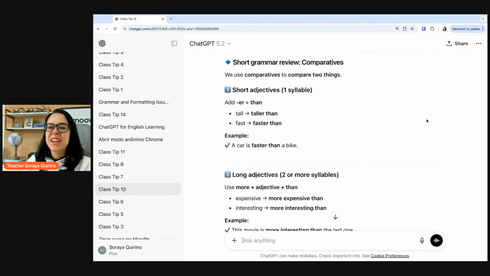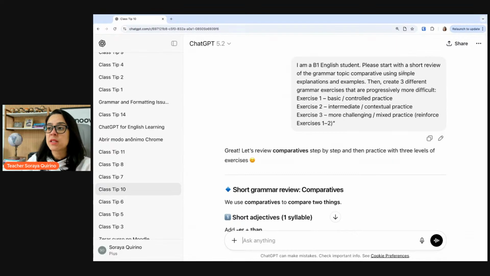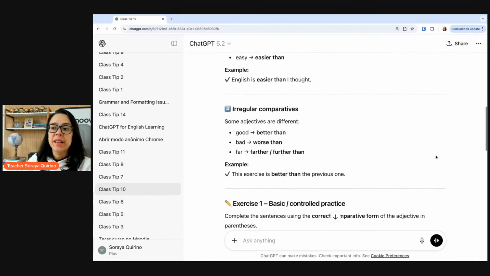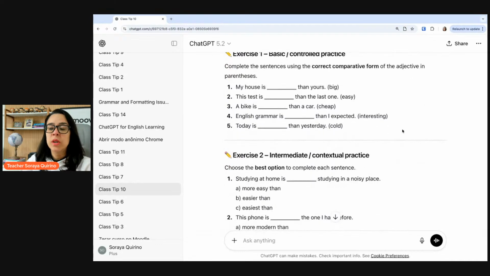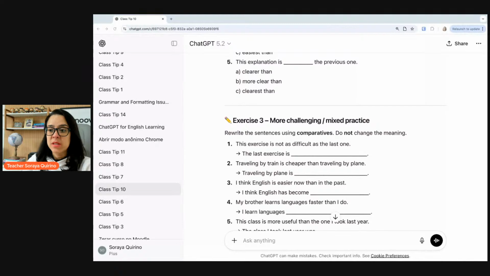But let's see here, comparative, guys. So I asked ChatGPT to create an exercise with comparative, and then it explained everything that I needed to know. It created 3 short exercises. So maybe you can ask for more exercises. So I would like 3 exercises with 15 questions each, and ChatGPT will do whatever you want.